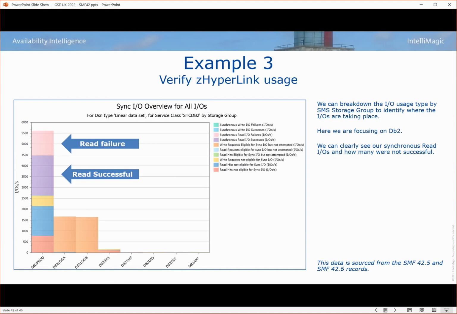So just a couple more charts on zHyperLink. Here we're looking at the synchronous IO for a specific service class, DB2, and it's by the storage group. So what we can see is the IOs direct to that storage group, whether they were read successes or failures, and other information about eligibility for the IOs, and if they were eligible, whether it was successful or not. A lot of good information from the 42 records.